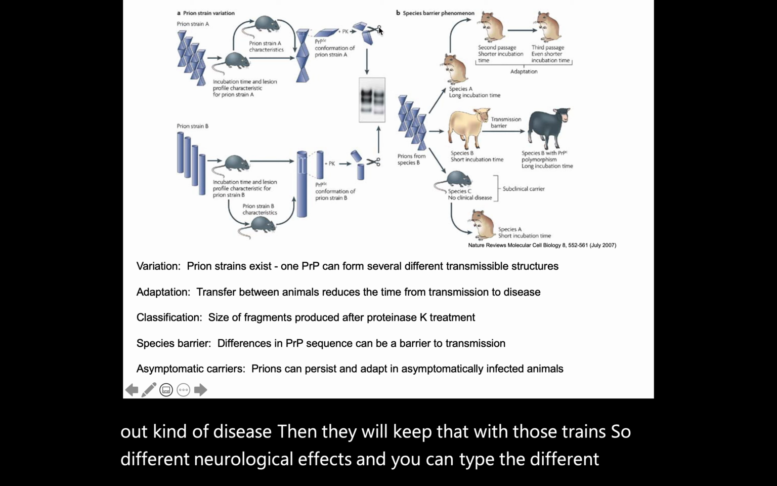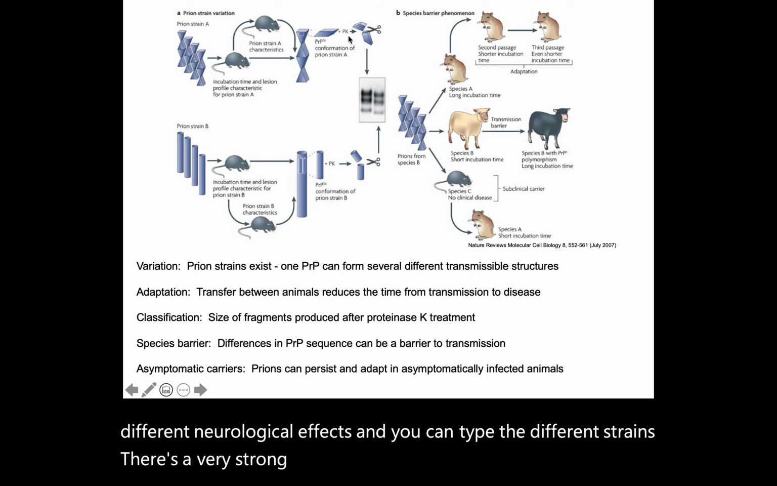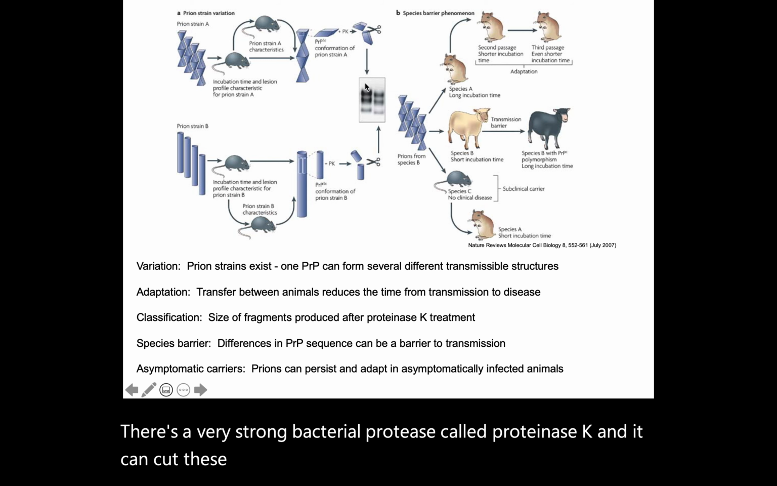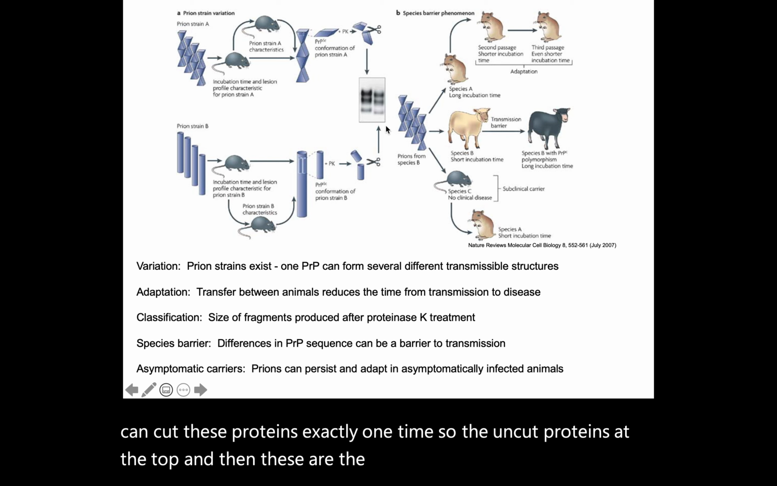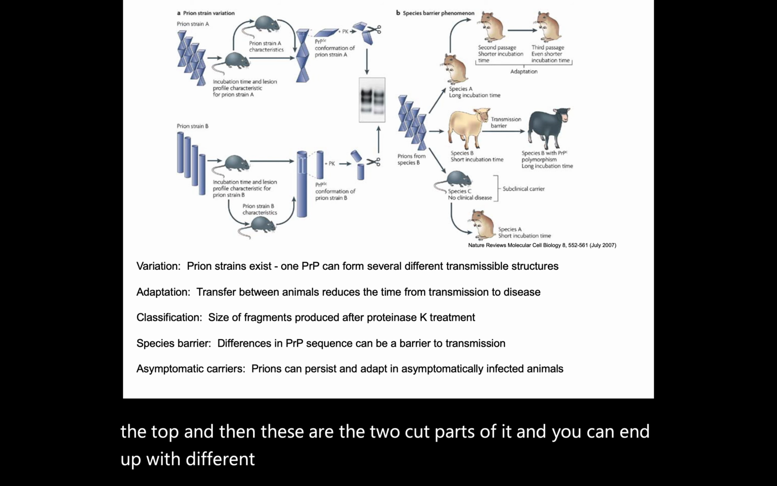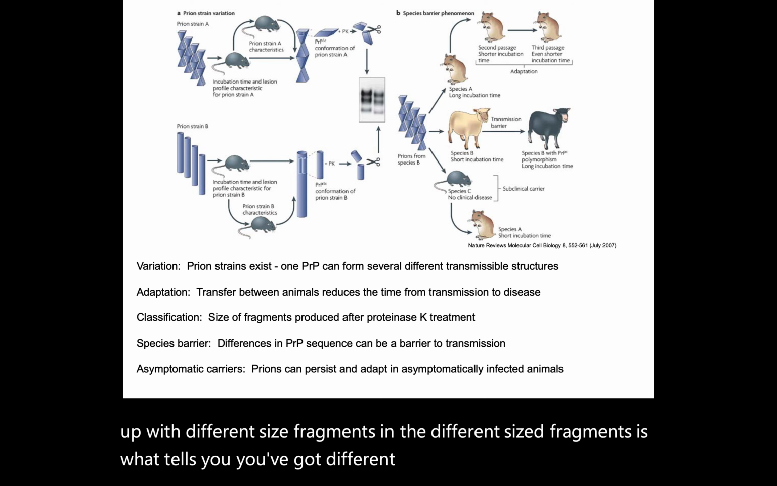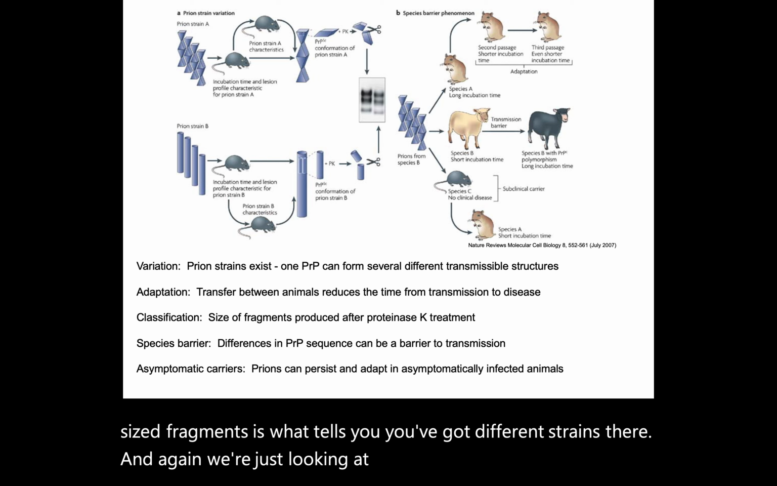And you can type the different strains. There's a very strong bacterial protease called proteinase K, and it can cut these proteins exactly one time. So the uncut proteins at the top, and then these are the two cut parts of it. And you can end up with different size fragments, and the different size fragments is what tells you you've got different strains there. And again, we're just looking at different size protected bits, which are that beta helix.